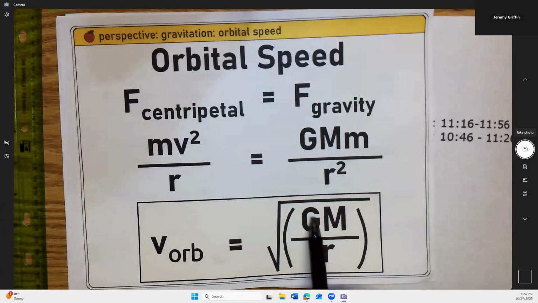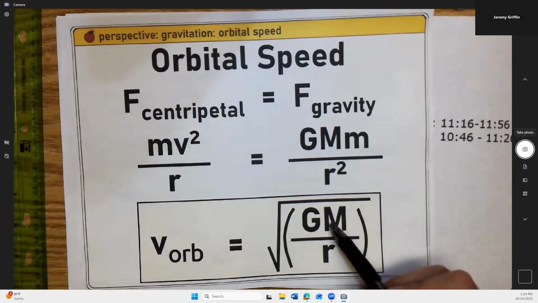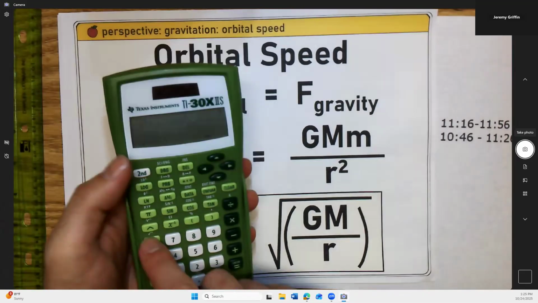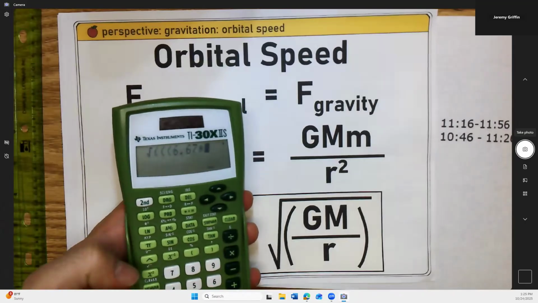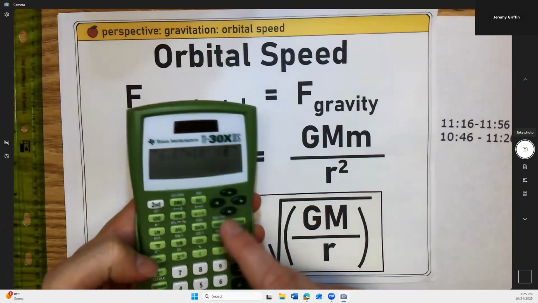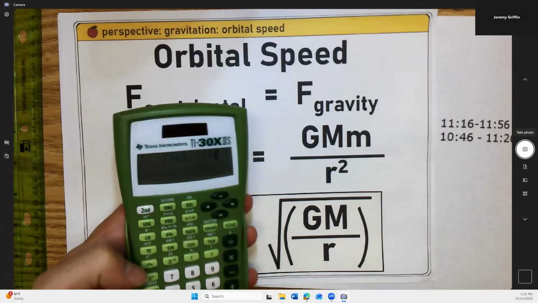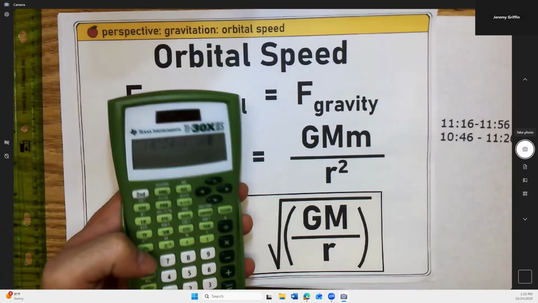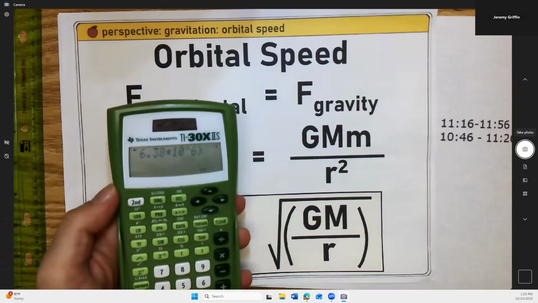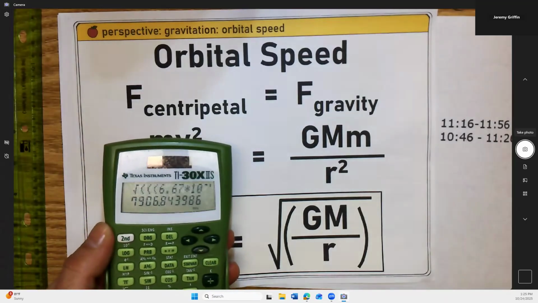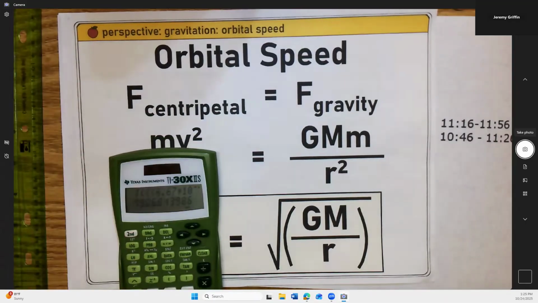And so you've got 6.67 times 10 to the negative 11 here. The mass of the Earth in kilograms is 5.98 times 10 to the 24. The radius of the Earth is 6.38 times 10 to the 6. You put that all in. I will feed this all into the calculator so you can see it actually work out. 6.67 times 10 to the negative 11 times 5.98 times 10 to the 24, divided by 6.38 times 10 to the 6. There it is right there. Almost 8,000 meters per second. So if you get a satellite going that fast, it will orbit the Earth.